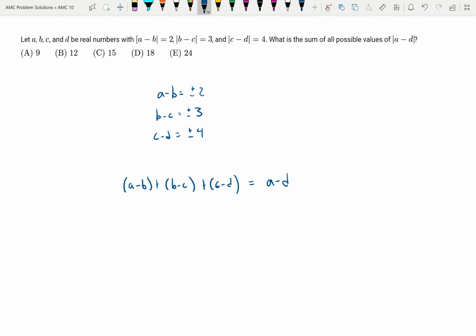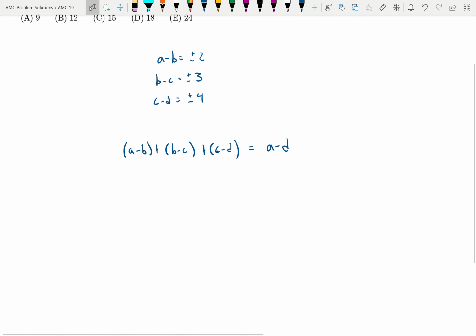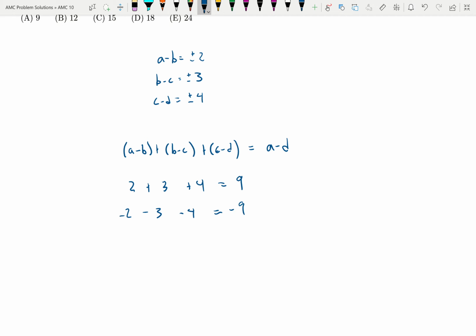And so I'm going to just plug in all the possible values that we can have for A minus B, B minus C, and C minus D, and all the possible values we get for A minus D. Then that'll help us find the sum of the possible values of the absolute value of A minus D. So first we could have 2 plus 3 plus 4, which gives us 9, and then negative 2 minus 3 minus 4, which gives us negative 9.